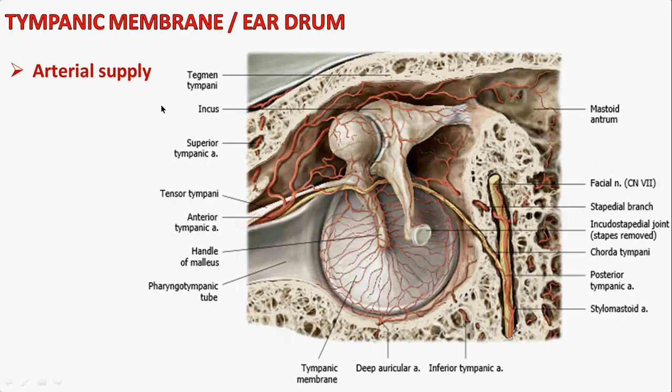Okay, now what is the blood supply? The outer surface is supplied by the deep auricular artery, a branch of the maxillary artery, and the inner surface is supplied by the anterior tympanic branch of the maxillary artery and by the posterior tympanic branch of the stylomastoid branch of the posterior auricular artery. This is the anterior tympanic artery and this is the posterior tympanic artery.